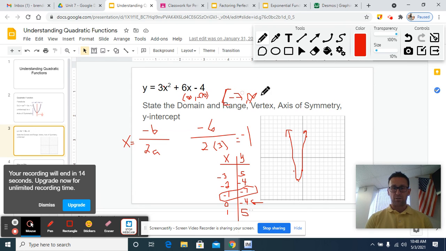Sorry, this pen's not working so great. But it goes from negative 7 to infinity. And that's supposed to be a bracket right there. And that's graphing quadratic functions.